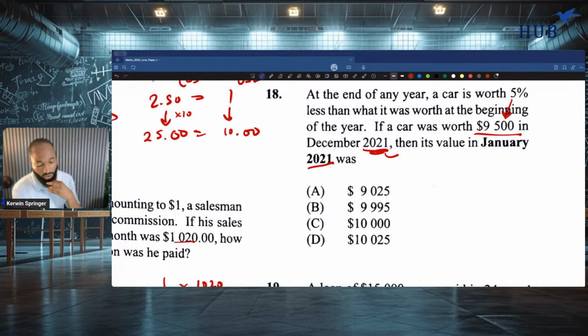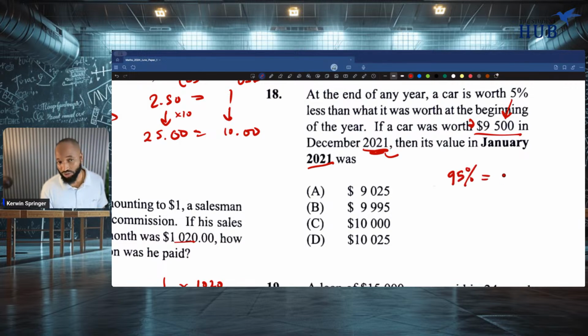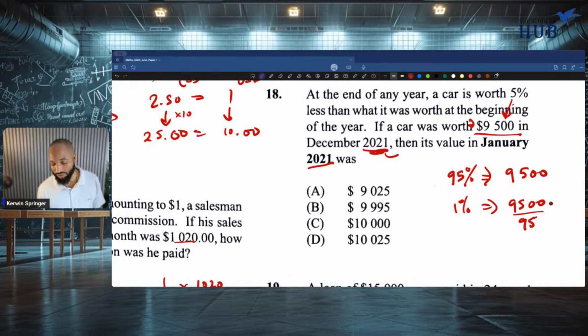So what I mean is, we need to figure out what percentage this represents. Turns out that represents 95%. Why? Because of the 5% reduction. So 95% represents 9,500. So how much will 1% represent? Well, of course, 9,500 divided by 95.